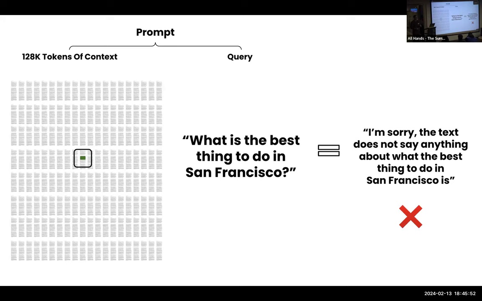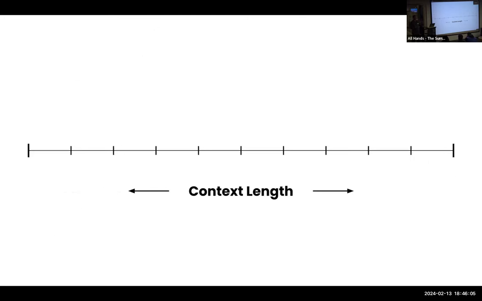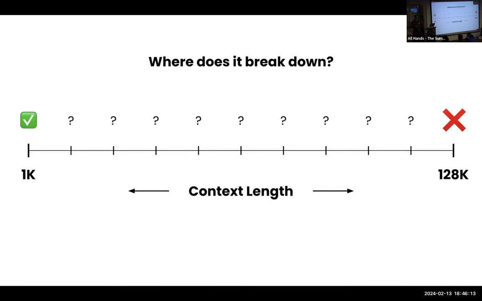That's interesting. And I should have said something about myself earlier, but I have a background in growth and product analytics, and so I'm a data guy, right? I think in spreadsheets, I think in gradients. And so my next question is, where does it break down? Because we know that 1K is good to go. We know that 128K isn't good to go. So where does it break down in the middle, right? That's the question that I had. And as a data person, it's like, well, let's just go gather some data points and let's go figure it out, right?